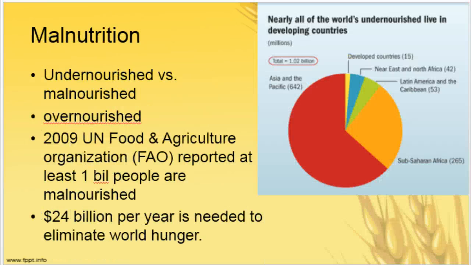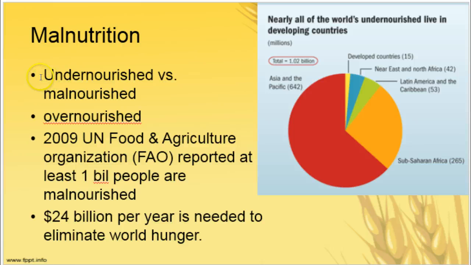So let's go back to humans for a second and think about what happens when we don't get enough of the right nutrients or not enough nutrients overall. Either way, this is called malnutrition, and there's two kinds of divisions there. There's undernourished versus malnourished, and there's also a condition called overnourished.